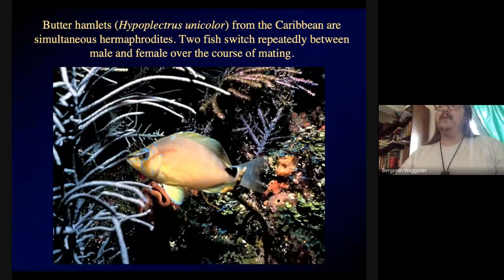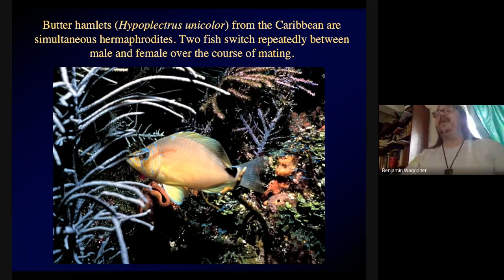Usually, even in simultaneous hermaphrodites, I might add, there's some kind of mechanism to ensure that hermaphrodites don't self-fertilize. And I assume this repeated switching of sex roles is meant to make sure that whichever fish is producing the eggs, they're being fertilized by the other fish's sperm. As we'll see, self-fertilization, well, it's a form of very close inbreeding, and in the long run, it's not selected for. It's not a good strategy.